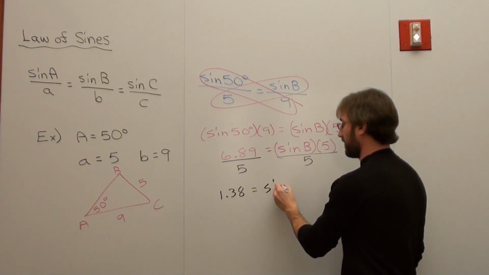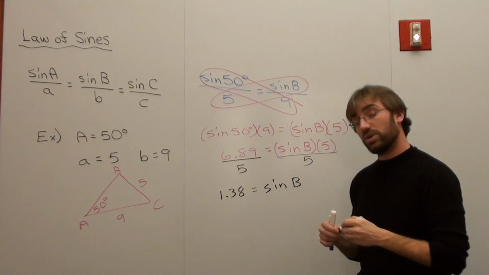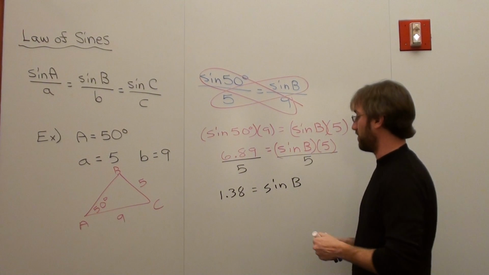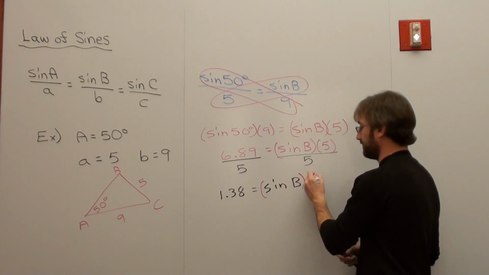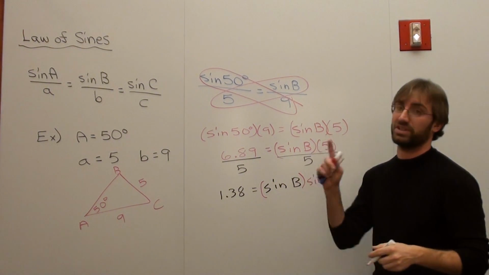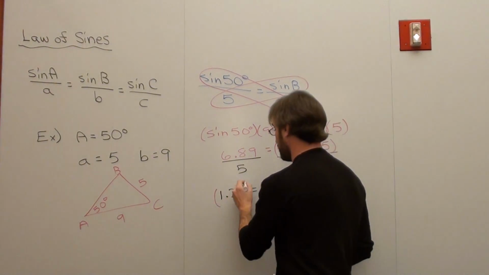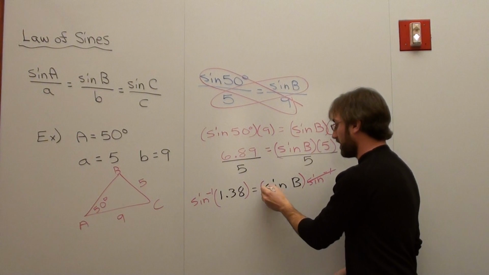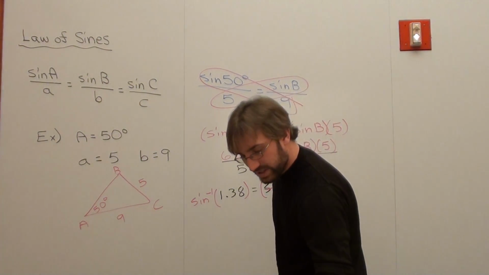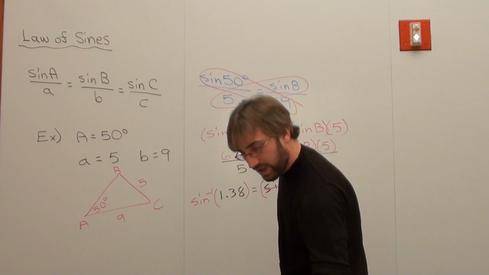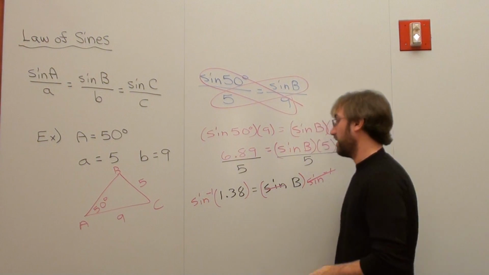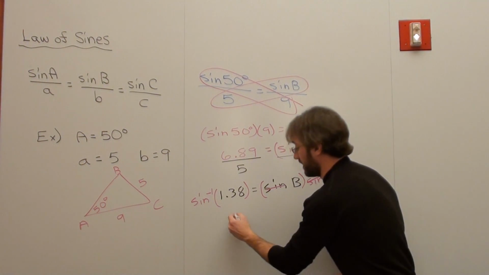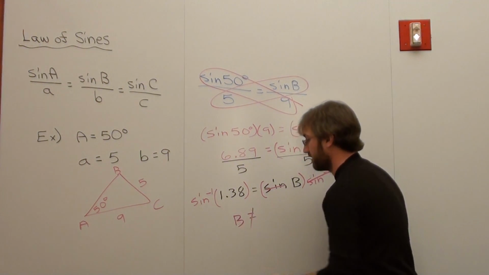Equals sine of B. In order to get the B by itself, I take the inverse sine of both sides. It's not the reciprocal, it's the inverse. What I do on one side, I do on the other. And what you're going to get when you do this, inverse sine of 1.38, is a domain error. And there's actually a very simple reason why that's the case. It's not going to exist.